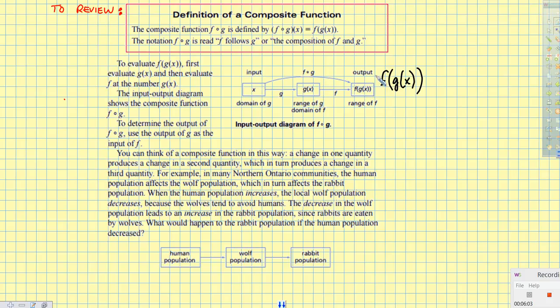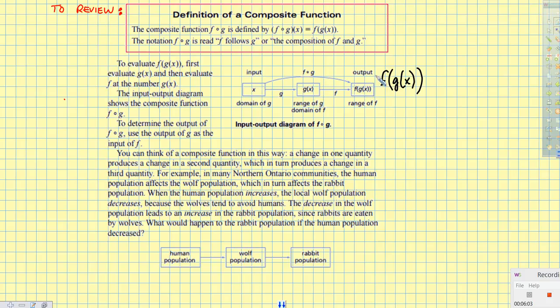So it's an input-output diagram that I have here. I input a value of x to get a corresponding value of y. That value of y in the next function becomes the value of x, which then, when it goes through the next function, becomes the corresponding value of y again, or the range.